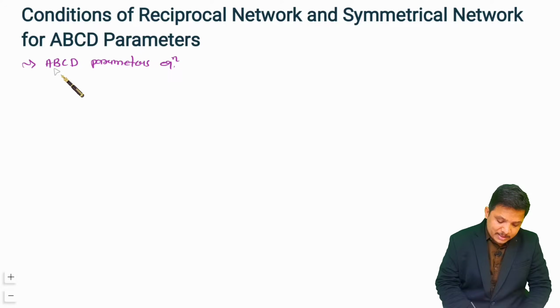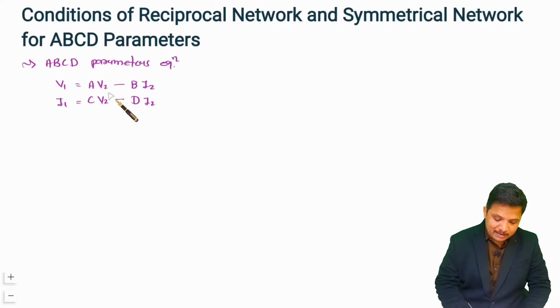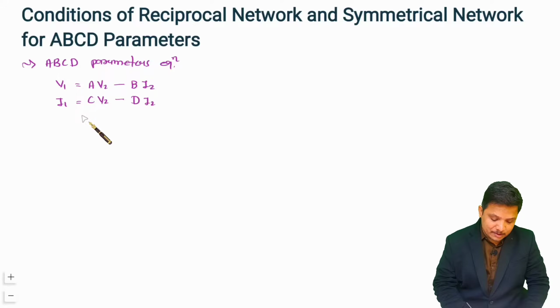When we write ABCD parameter equations, V1 and I1 are based on V2 and I2. Remember, my dear students, for ABCD parameters, V1 and I1 are based on V2 and I2. Now see how to write the equations. V1 equals A V2 minus B I2, and I1 equals C V2 minus D I2. See, this is how we can write the ABCD parameter equations.